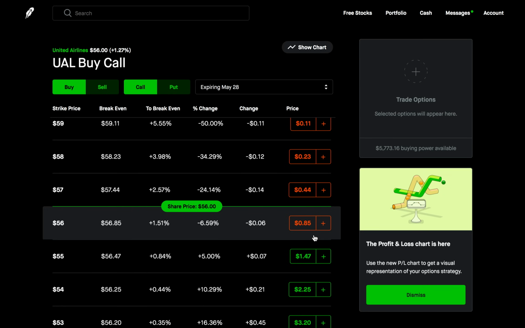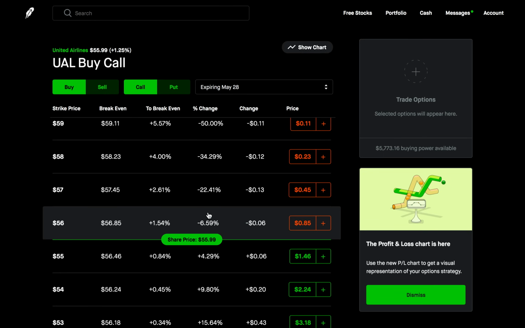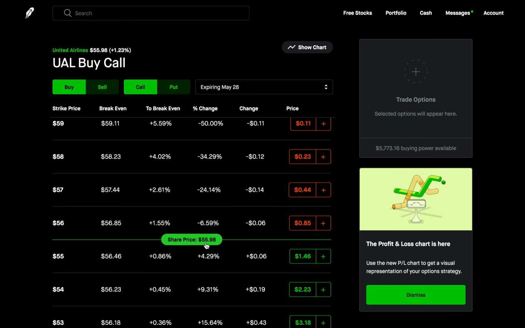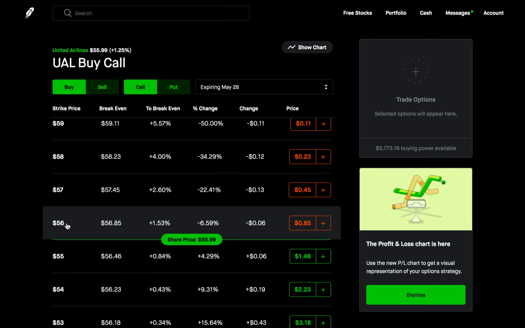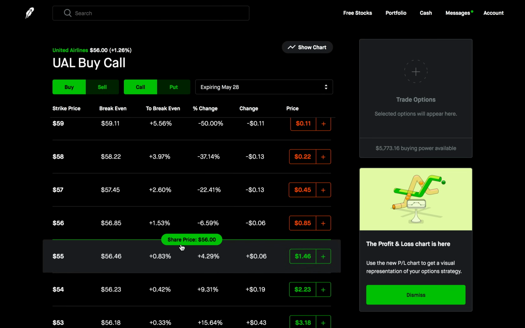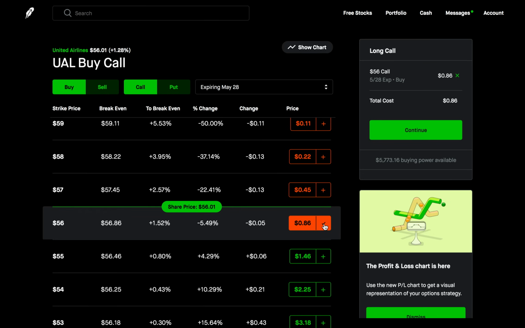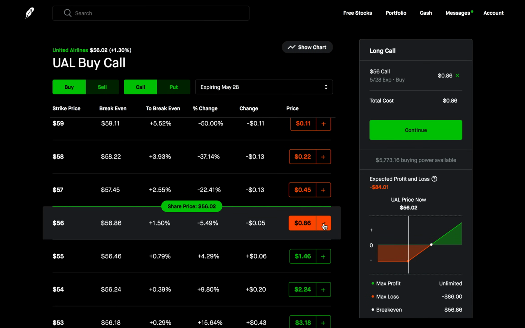Remember, at the money means where the strike price is as close to the share price as possible. Share price right now is $56, $55.98. So 56 here is going to be the closest of these strikes to the share price as possible. So I'm going to buy this at the money call option. For buying this call, I'm going to have to pay a premium, about 86 cents per share. Remember, each contract controls about 100 shares. So I have to pay about $86 to buy this at the money call option.